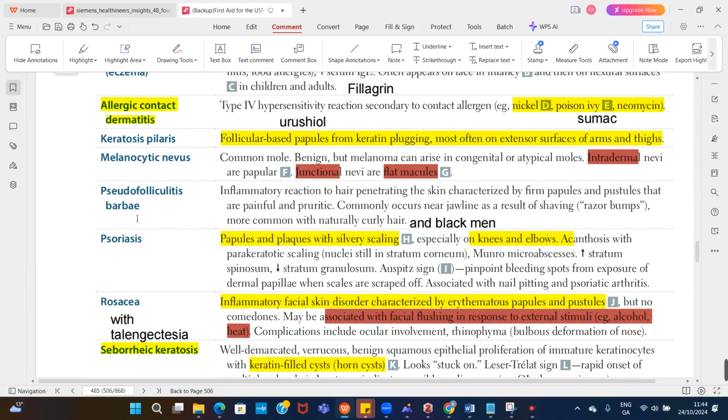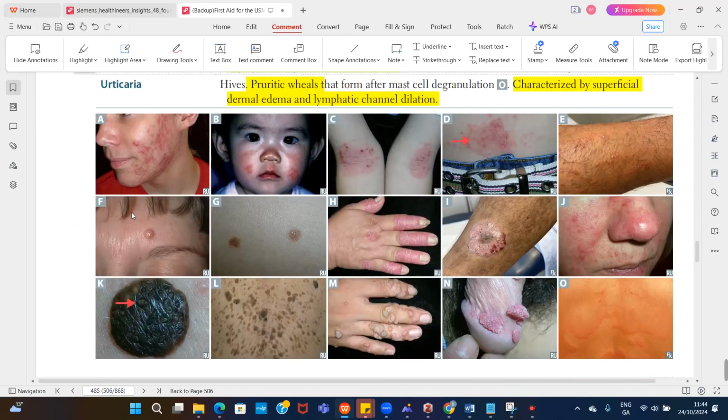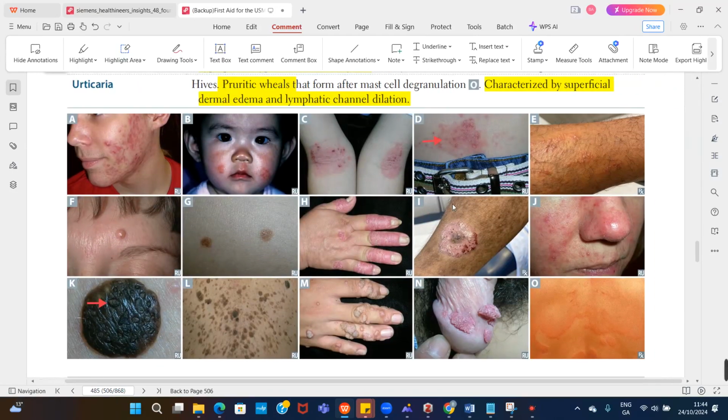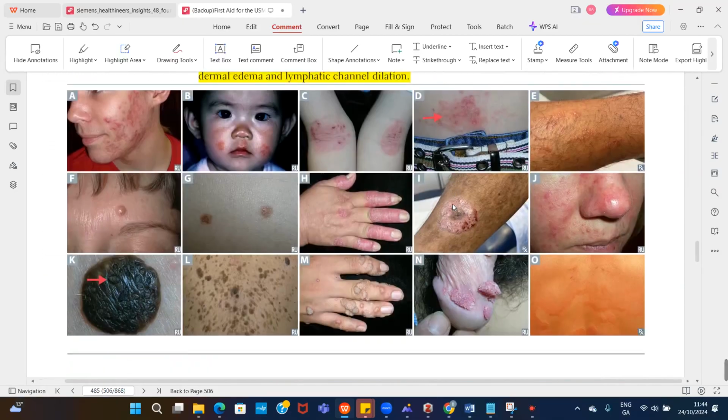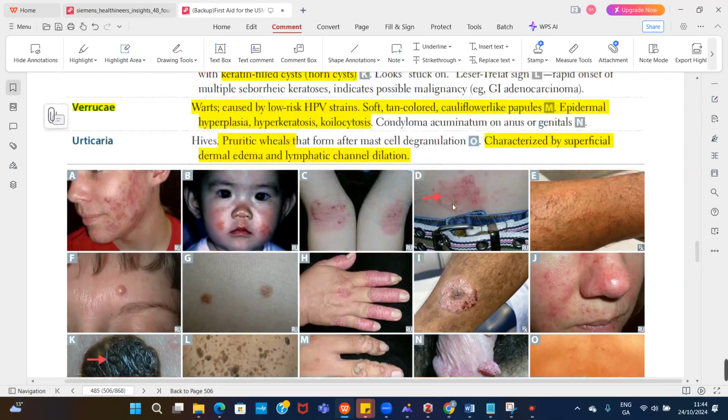So the next one is pseudofolliculitis barbae. This one is very easy. This is a bonus question. Once you see this, it is a bonus. It just means that the individual is having some very painful pruritic papules or pustules along the jaw and the chin, due to the way they are shaving. Let me show us what they look like.